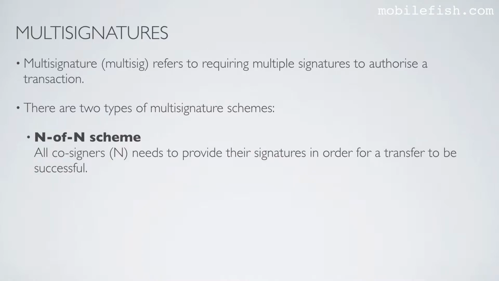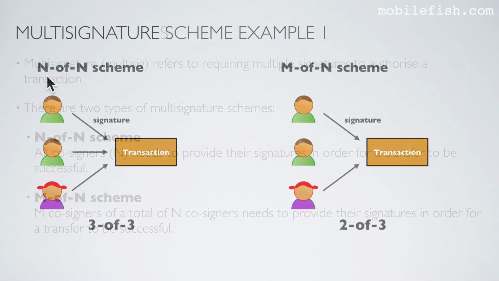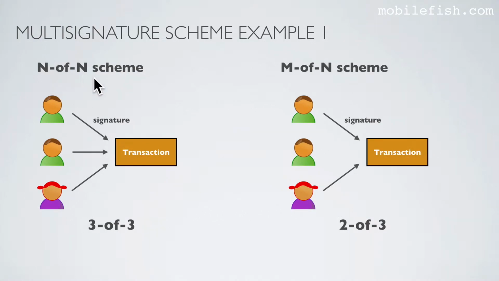N-of-N scheme. All co-signers need to provide their signatures in order for a transfer to be successful. M-of-N scheme. M co-signers of a total of N co-signers need to provide their signatures in order for a transfer to be successful. This is an N-of-N scheme, where 3 participants each need to sign the transaction. This is a 3-of-3 scheme.